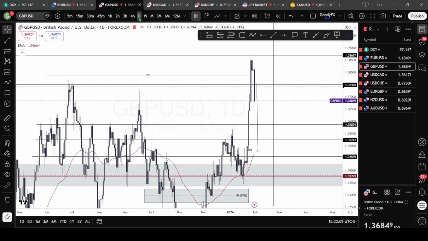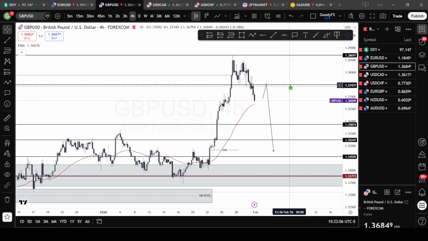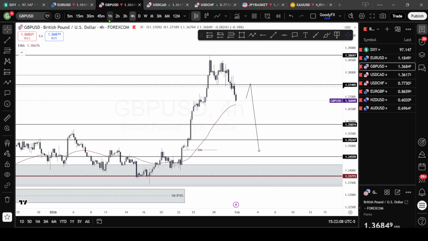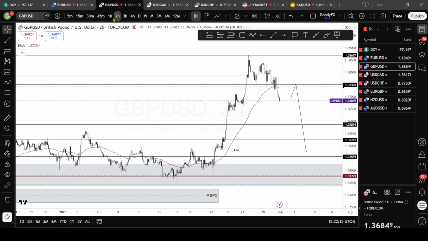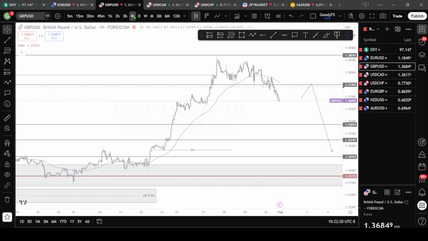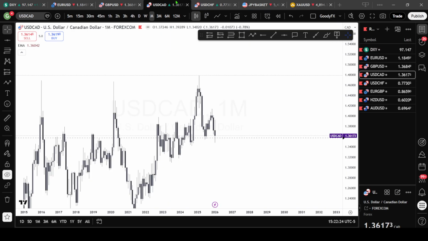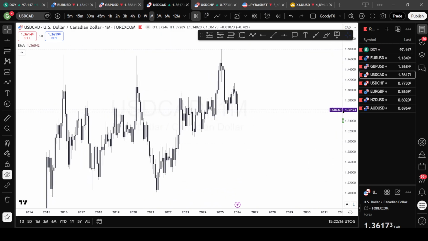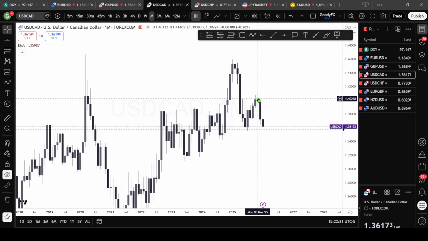Just some straightforward analysis, nothing much. Now, okay, I think I'm seeing something here. Okay, yeah. So yes, guys, that's it. Now, what am I looking at on USD CAD? Basically, straightforward analysis too. I was expecting this sell side liquidity to be targeted.